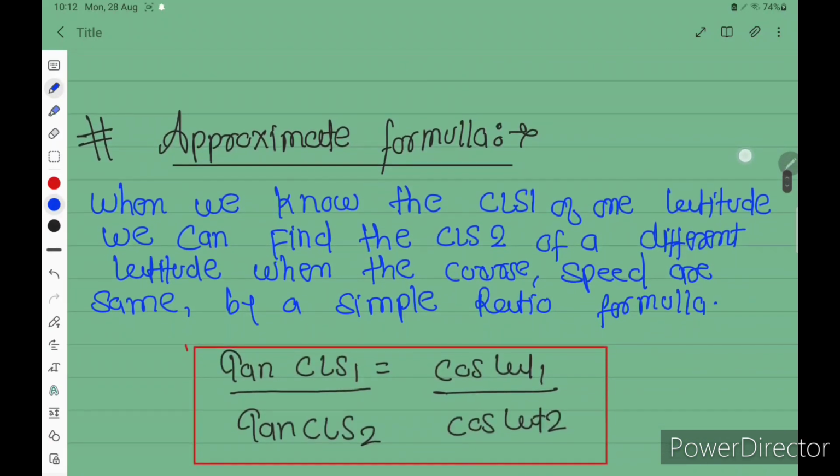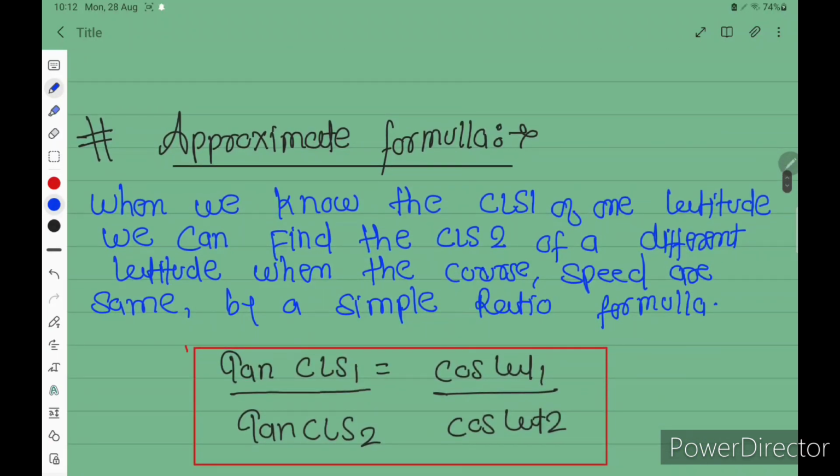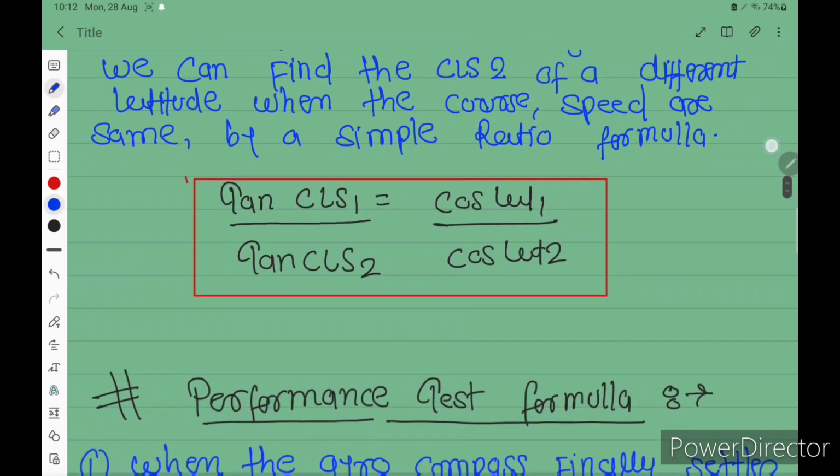The next formula is the approximate formula. This type of numerical comes very rarely, not very frequently, but it's very simple and we have to go through it. Approximate formula: when we know the course latitude speed error of one latitude, we can find the course latitude speed error of a different latitude when the course and speed are the same, by a simple ratio formula.